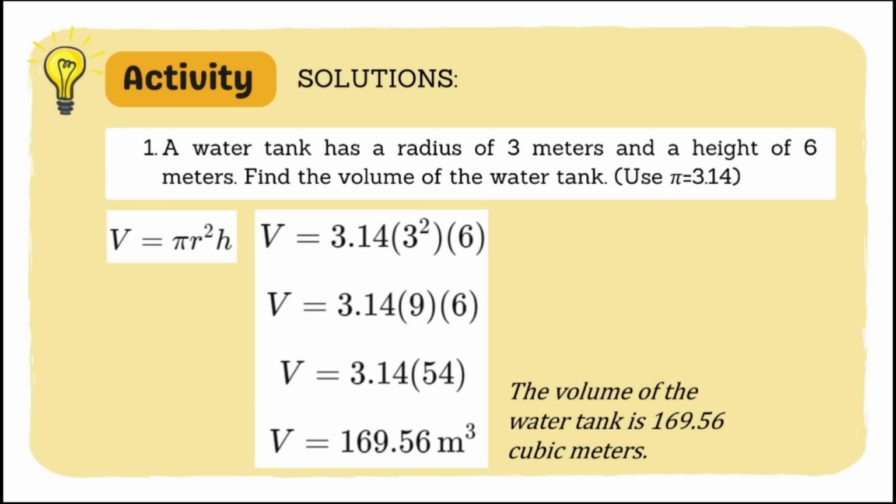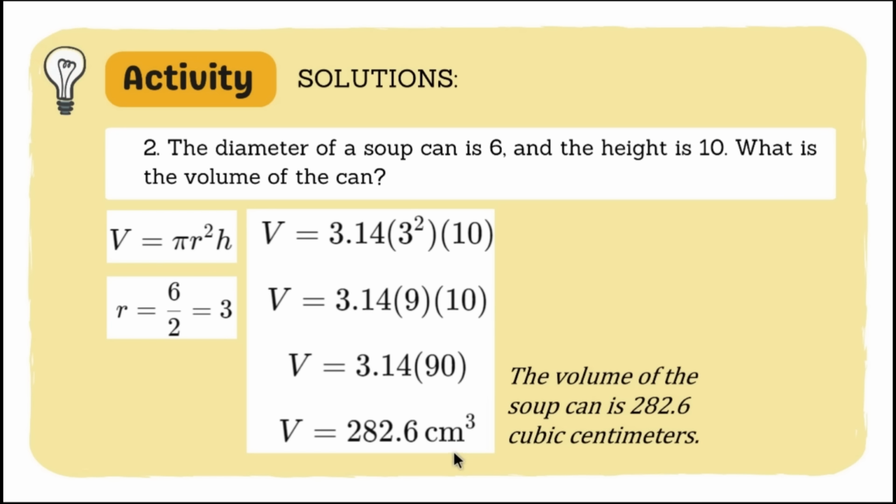Okay, so in number 1, we have here, ang sagot po natin dito ay 169.56 cubic meters. Okay, next, number 2. Ang sagot naman po natin dito ay 282.6 cubic centimeter. Okay? This one, kailangan mong i-divide yung diameter by 2 para makuha mo yung radius. Alright, let's go to number 3.